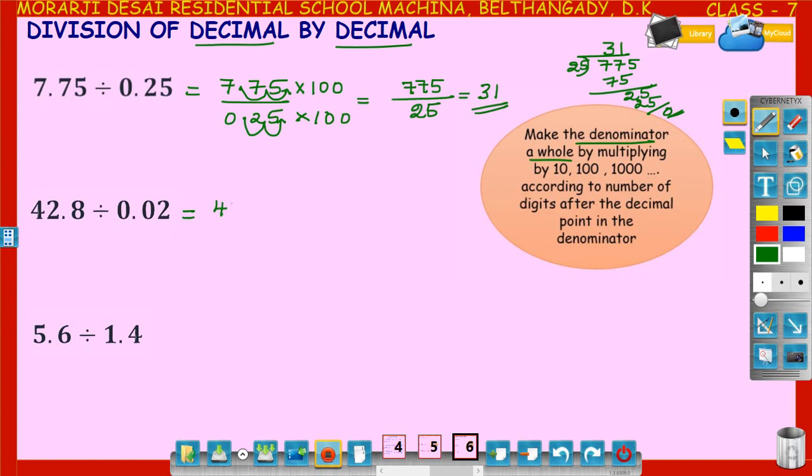Now 42.8 by 0.02. First we have to make the denominator a whole number. If the denominator is a decimal number, first we have to make the denominator a whole number. Look at the number of digits after the decimal point. Here we have 2 digits after the decimal point in the denominator. So multiply by 100 to make it a whole number. What you are multiplying to the denominator, multiply to the numerator also. Now 0.02 into 100. The point moves 2 steps to the right. That becomes 002, that is equal to 2.